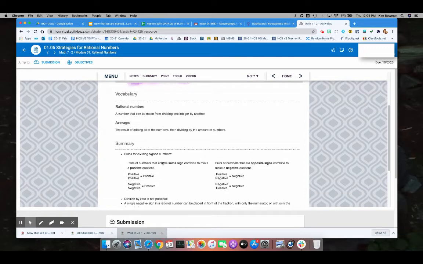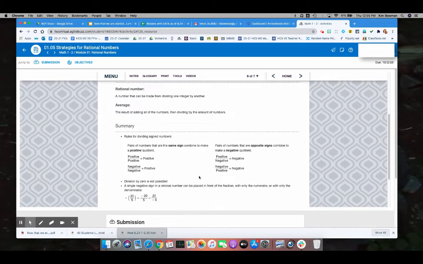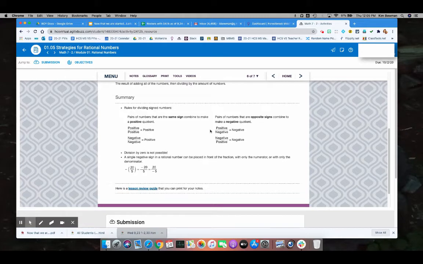Summary for your notes. This is a good thing for you to copy down. Also, the examples that you had to do. You need to be copying those things for your test. There's also a link for a lesson review guide that you could print and put in your notes. I would copy it because writing it down is going to help you remember it better.